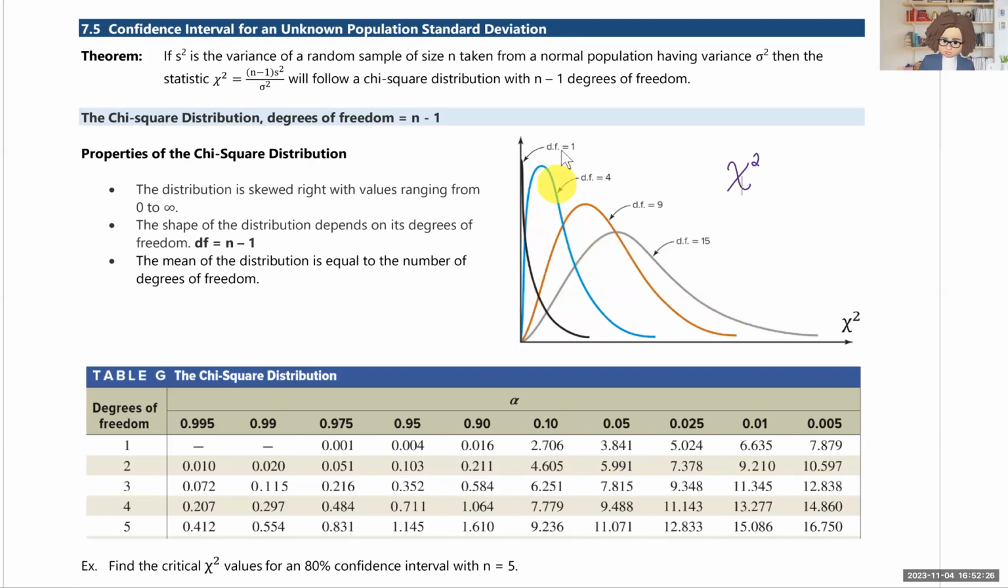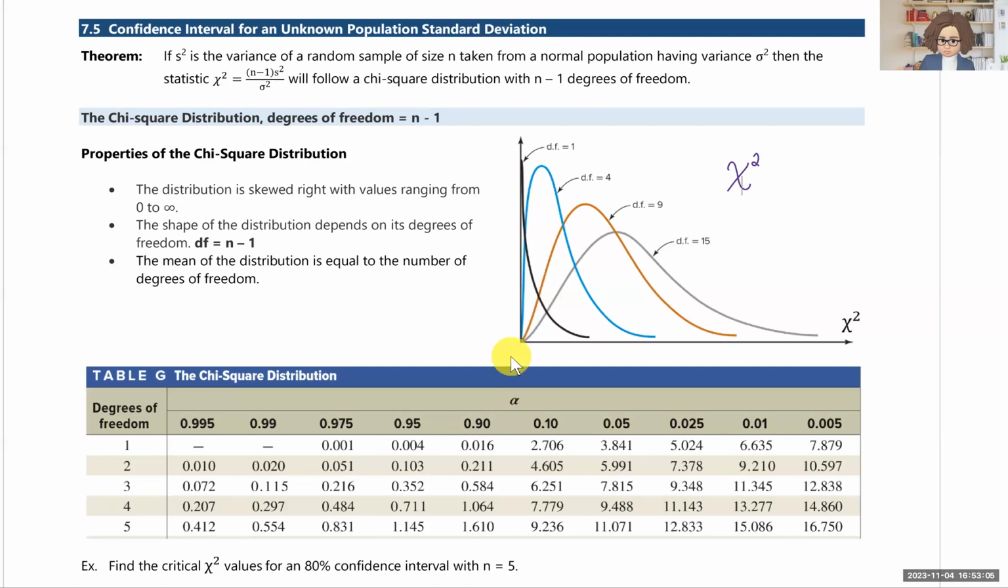So you can look at these degrees of freedom, they go up, and as the degrees of freedom are going up, you're seeing the shape of that graph change. So the graph actually becomes more symmetric as the degrees of freedom increases. And in fact, the chi-square distribution actually starts to become normal as degrees of freedom increases. All right, but our goal is going to be finding these numbers on the axis, these chi-square values that are needed to construct a confidence interval for the population standard deviation.